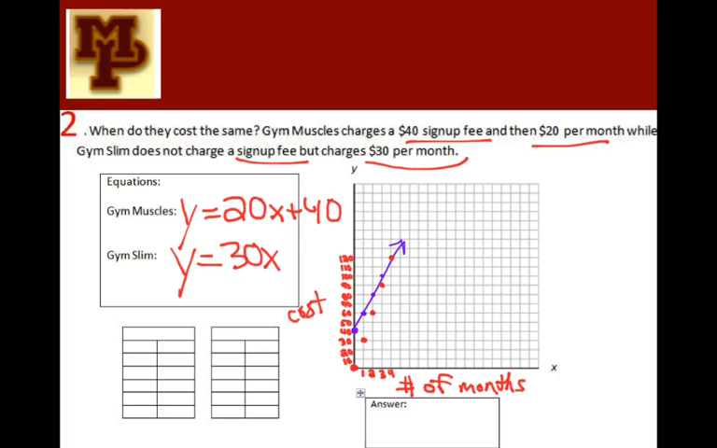And it looks like this one crosses at, let's see here, it looks like it crosses here at 4, 120. So that would mean that at 4 months, they would cost the same, and the cost would be $120 for the membership.